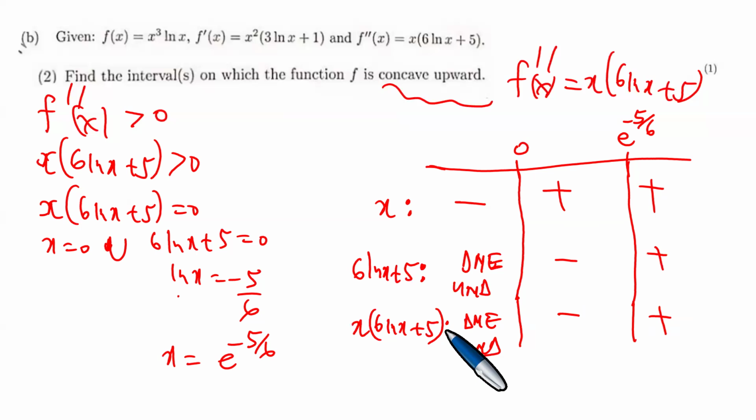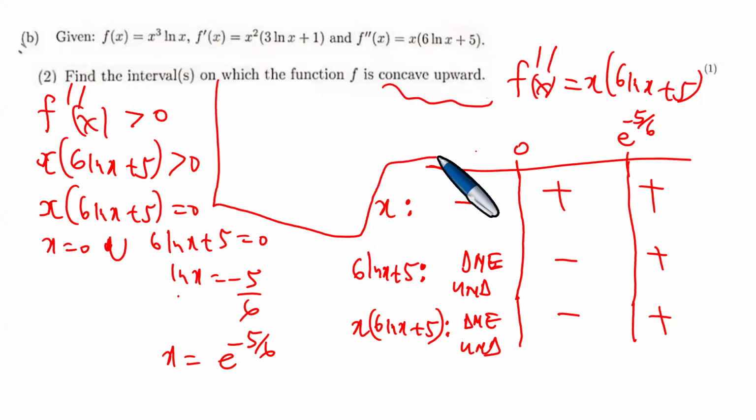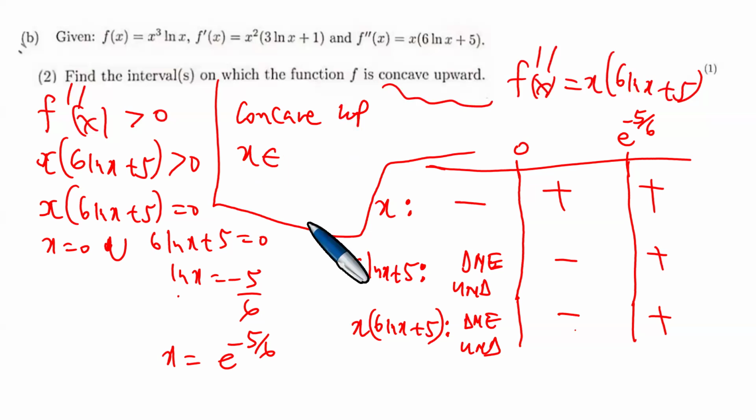Right, so now when is it concave up? It's when the second derivative is positive, and you can see that is on the right of this. So it is concave up whenever x is an element of the interval from e to the power minus 5 out of 6 to infinity.